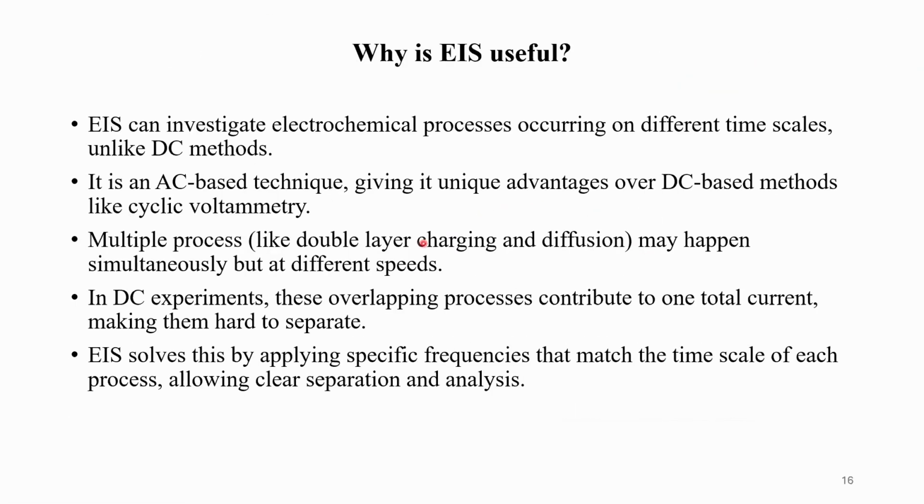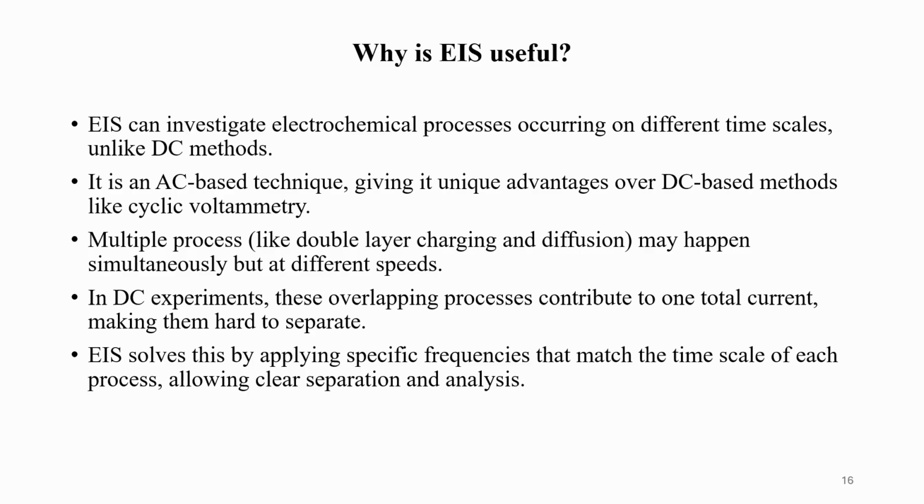Now I will explain why electrochemical impedance spectroscopy, or EIS, is useful. EIS is powerful because it allows us to investigate electrochemical processes that happen on different time scales. This is something DC-based methods cannot do. And since EIS uses an AC signal, it provides unique advantages over the traditional DC technique, like cyclic voltammetry.